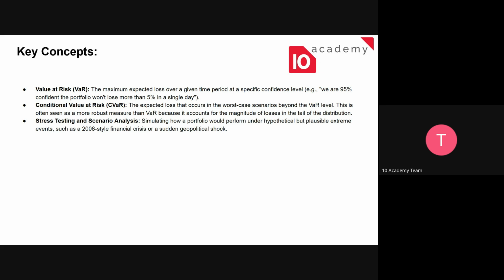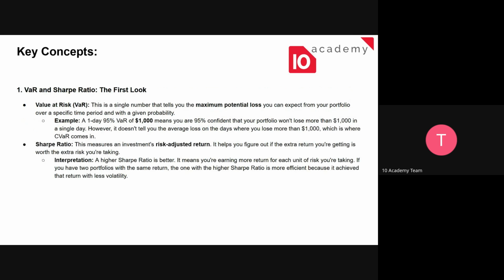Stress testing, scenario analysis. So this is simulating how a portfolio would perform under hypothetical but plausible extreme events, such as a 2008 style financial crisis or a sudden geopolitical shock. So we can see how our portfolio can handle stress. We can use some examples of something happening related to our scenario, like a negative example. That will help us see how our model or our prediction will act for that specific scenario.